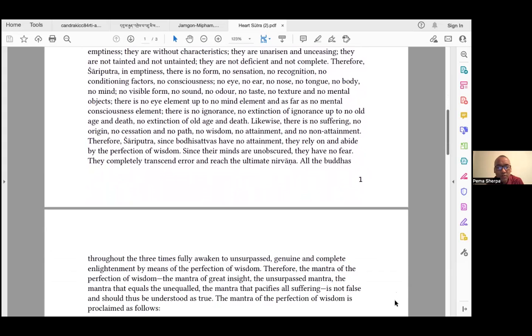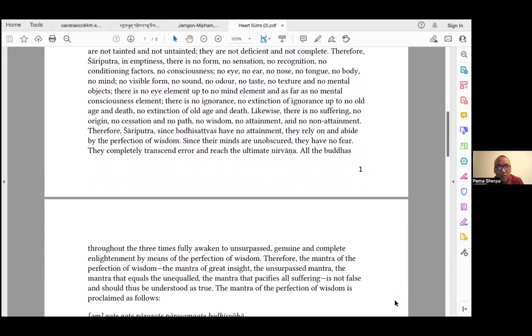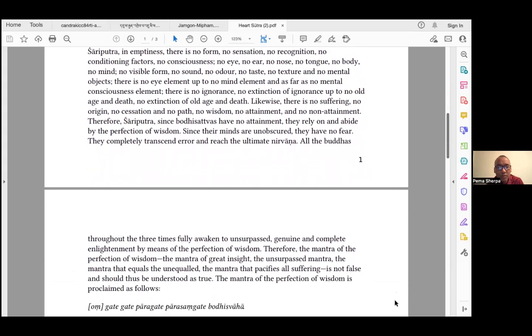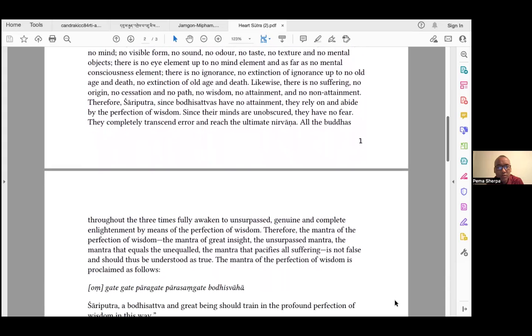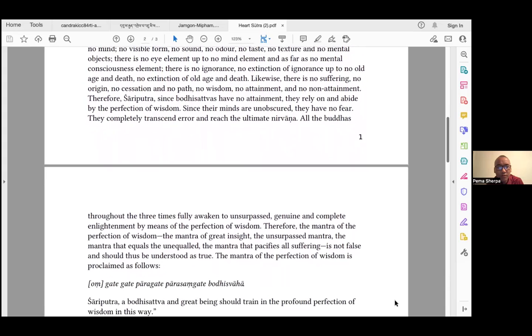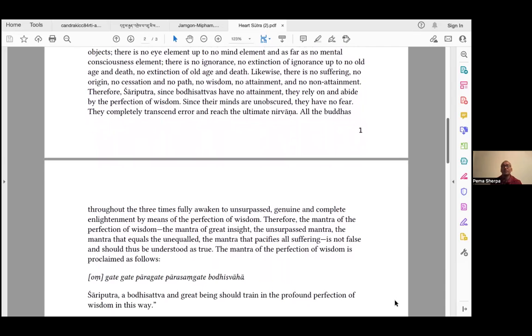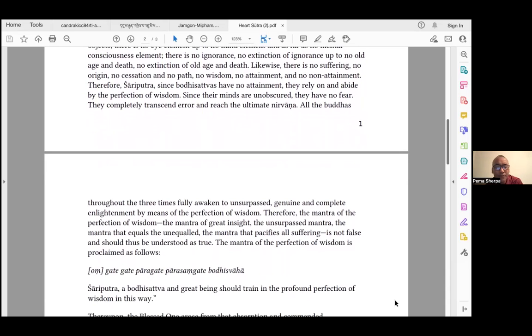Likewise, there is no suffering, no origin, no cessation, and no path, no wisdom, no attainment, and no non-attainment. Therefore, Shariputra, since bodhisattvas have no attainment, they rely on and abide by the perfection of wisdom. Since their minds are unobscured, they have no fear. They completely transcend error and reach the ultimate nirvana.